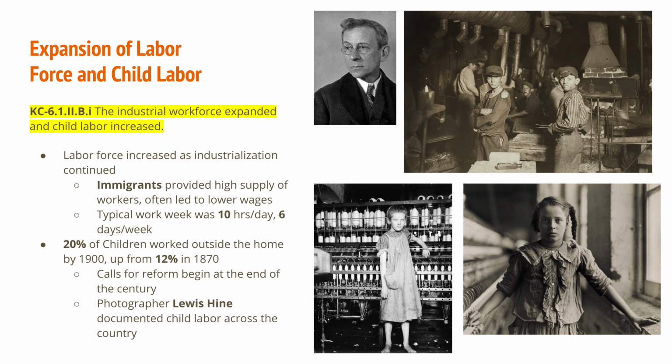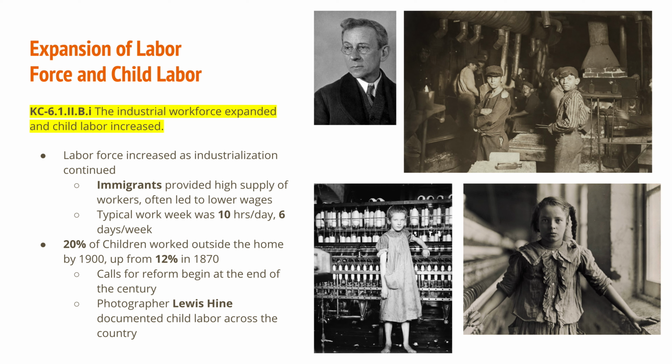All right, so the industrial workforce expanded and child labor increased. We keep going back to the size of the labor force. It increases, industrialization continues, immigrants provide a high supply of workers, and because there are so many workers, it leads to wages being pushed down. So again, the laws of supply and demand at work here. Whenever there is a lot of something, its value will go down. A typical work week for any industrial worker would be about 10 hours a day, 6 days a week. This is the time period in which labor unions are starting to advocate for an 8-hour workday.